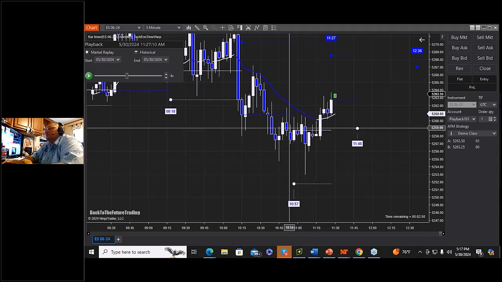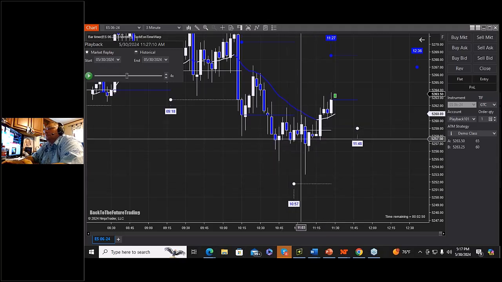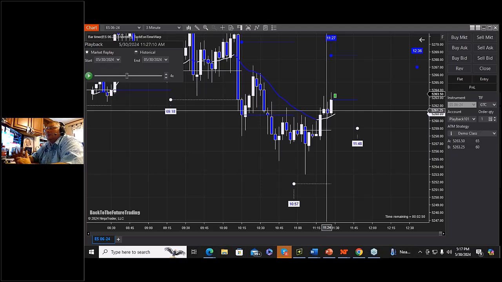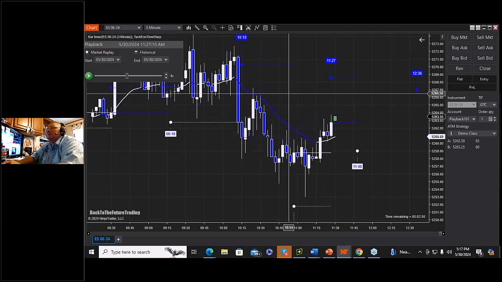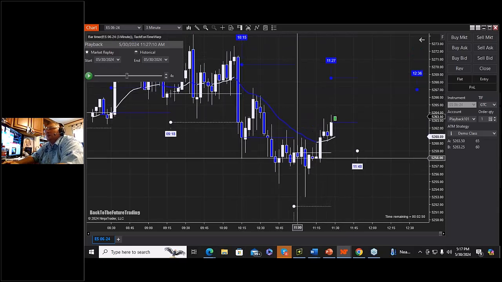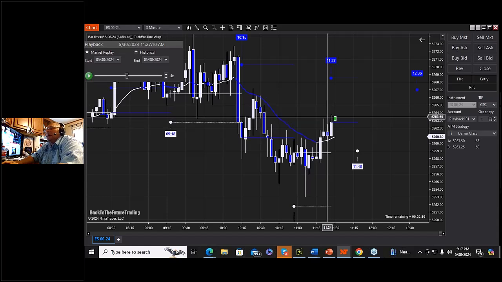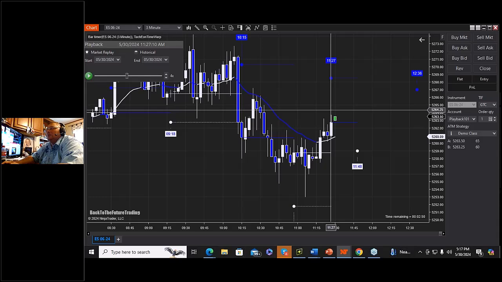But looking at the structure, we came down. We had a pattern 1. It did ultimately finally work. And I could be completely wrong. This trade might not work. It might fail. But just looking at what I'm seeing, we've had a massive move down. I think we're moving back up. I would like to find a way to get in this up move.